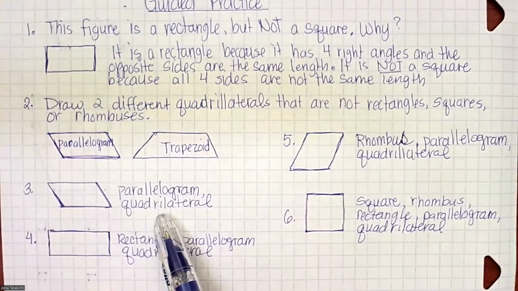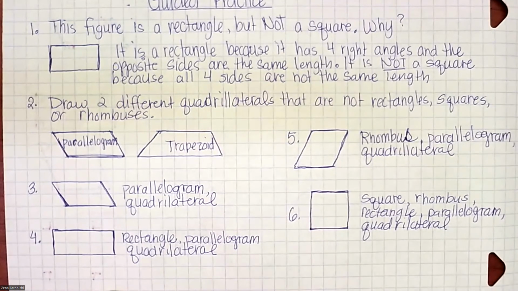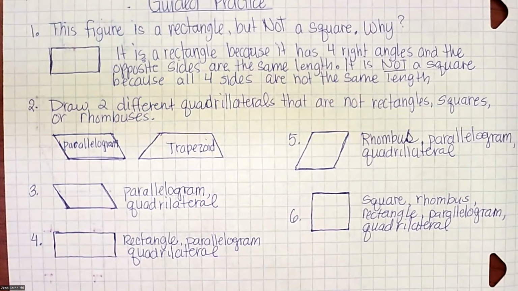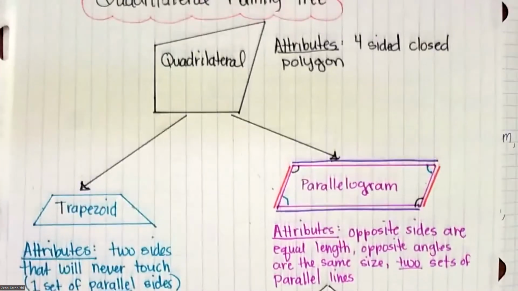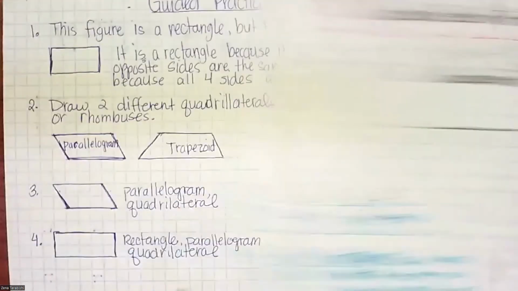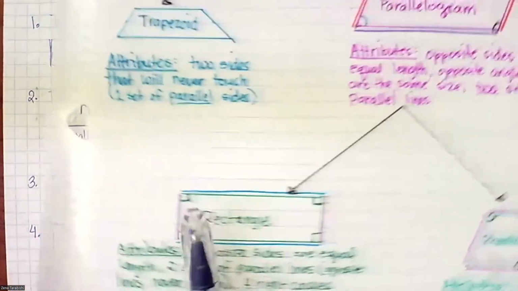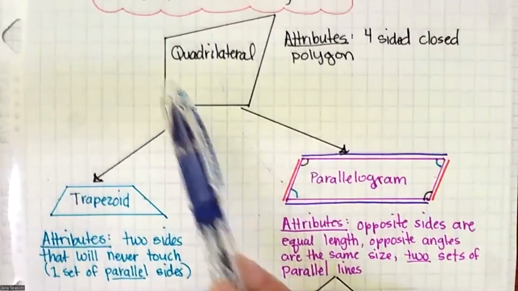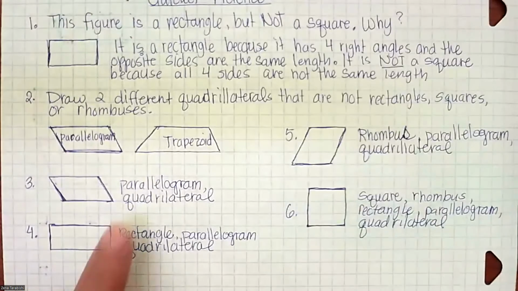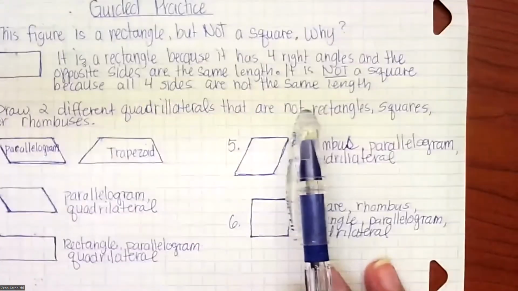For number three, up until number six, they wanted you to give all of the names of those shapes. So that's why we were talking about that family tree. This we know is a parallelogram and a quadrilateral. Why? Because it's right here on the family tree, right near the top. For number four, they gave us a rectangle. So we know a rectangle is also a parallelogram and it is also a quadrilateral. So rectangle, parallelogram, and quadrilateral.